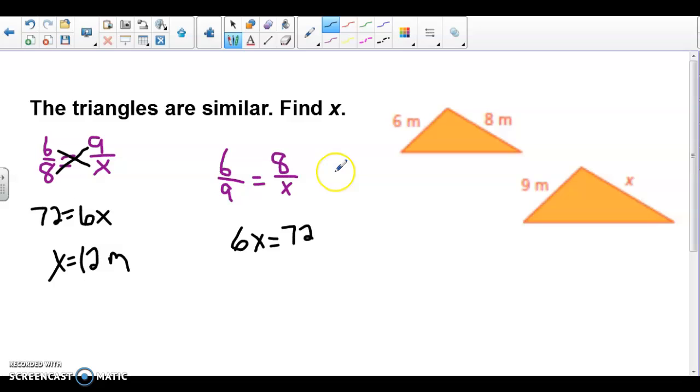So, you can set up the proportions in different ways. You just have to be consistent with how you're setting it up. So if you're doing, on the same triangle, 6/8, make sure you're doing 9/x. If you're doing 6/9, make sure you're doing 8/x. You could have also done 9/6 equals x/8, or 8/6 equals x/9. All of them would have given you the same answer. You just have to stay consistent with your ratios.